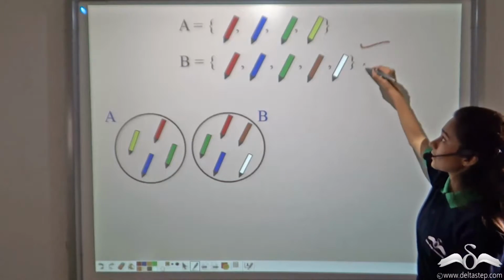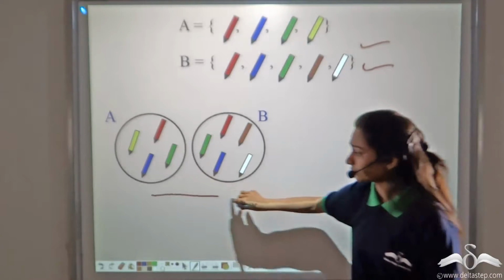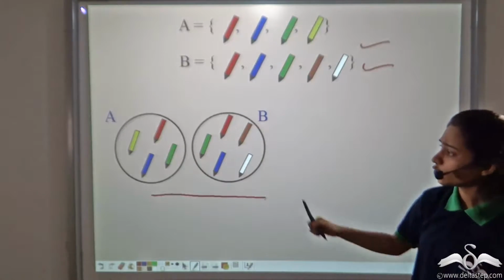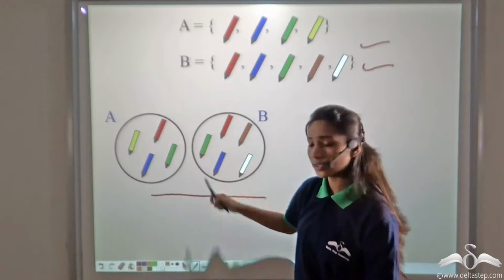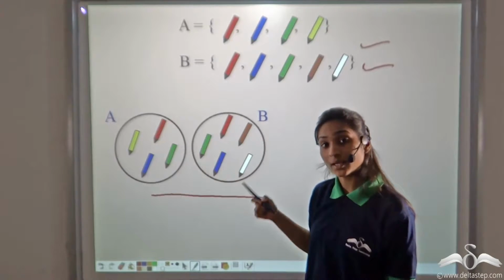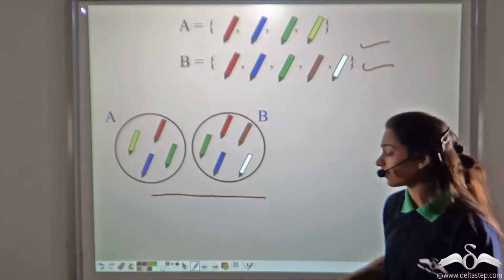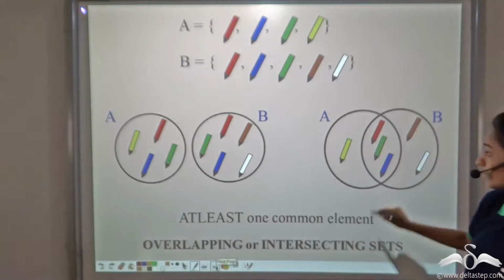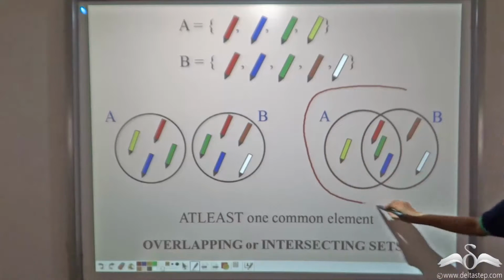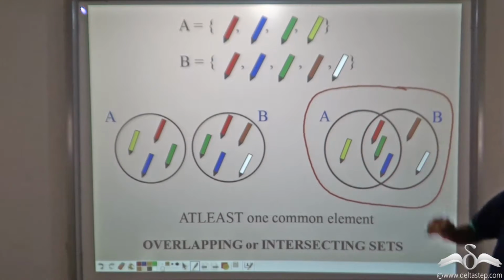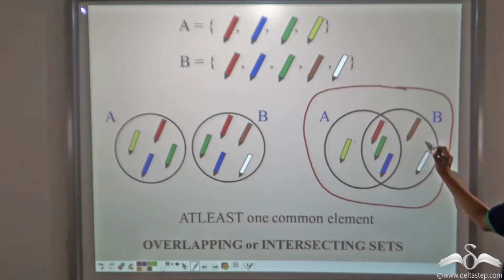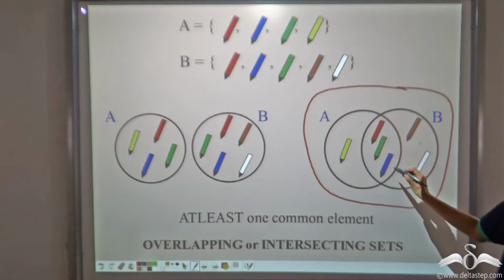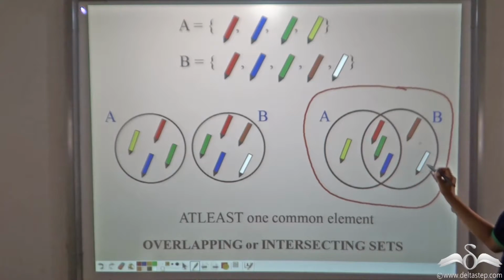So these sets can be written like this. But you can see that the red, blue and green pen are present in both the sets. So there is a better way to represent this in a Venn diagram. What way? This can be represented like this in a Venn diagram, where the red, blue and green pen belong to both set A and set B. So these pens are common to set A and set B.